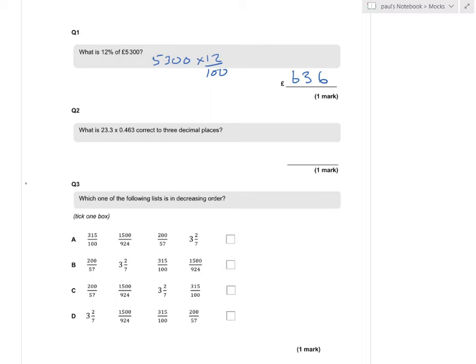What is this to 3 decimal places? 23.3 times 0.463, and that comes out as 10.7879, but we want 3 decimal places, so I should call it 10.788.